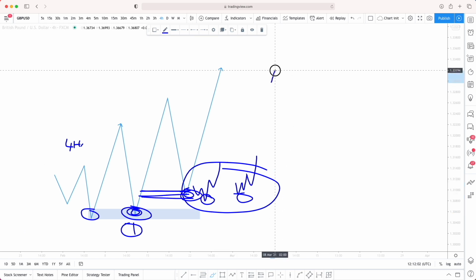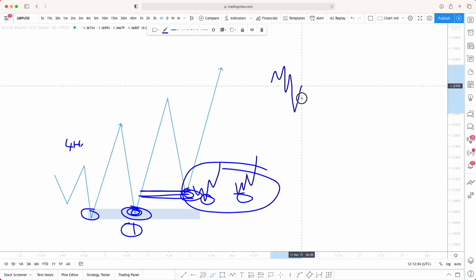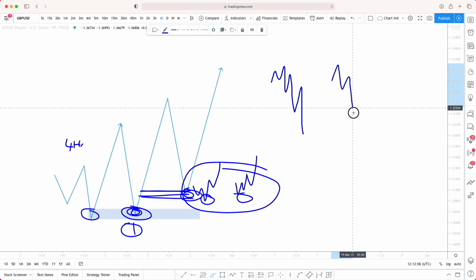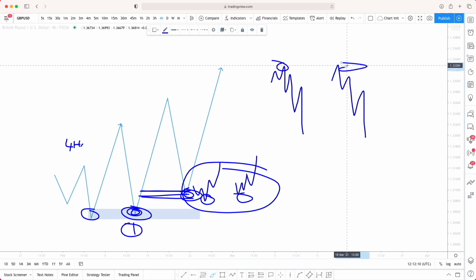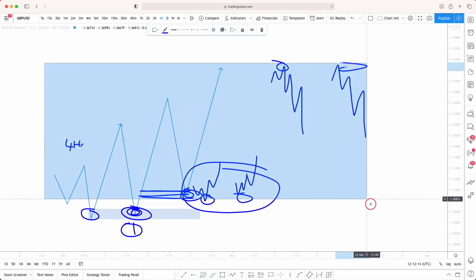For a sell is either this one or it's this one. It either has a liquidity grab or it doesn't. Simple as that. So now let's look at an actual chart example.